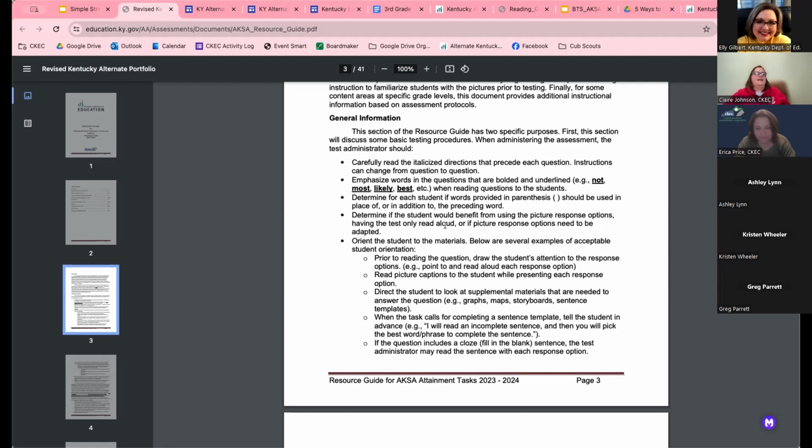Determine if they would benefit from the picture response options, just having the test read aloud, or having those picture responses adapted. So each of those answer choices for the multiple choice questions, those attainment tasks, we can make those pictures bigger if our student has a visual impairment on alternate assessment. We can change the pictures out, but if we change one picture, we have to change all of the choices. We can do some different things with them to make them accessible for our students.